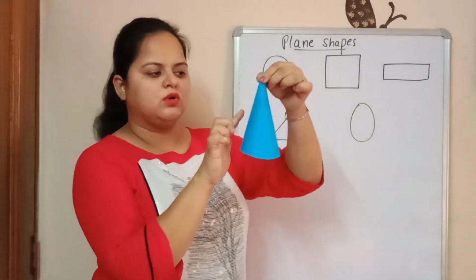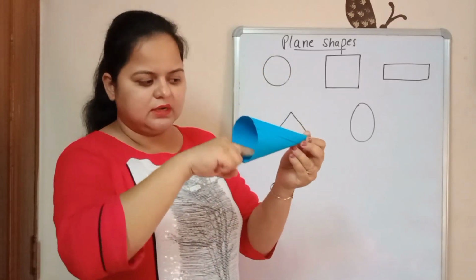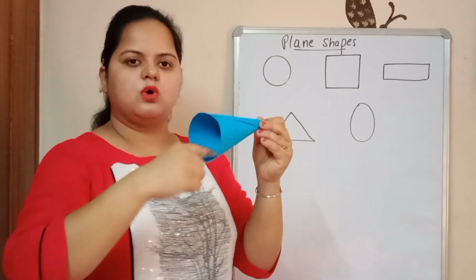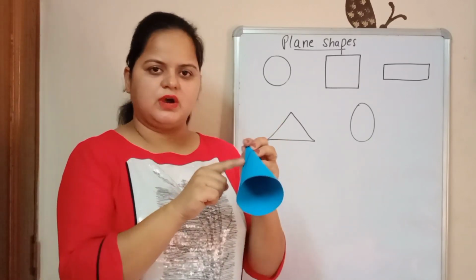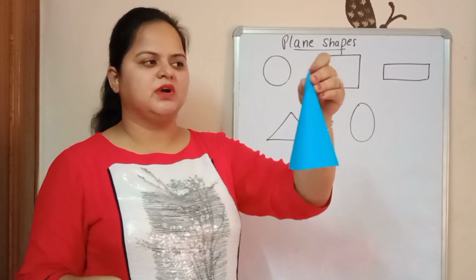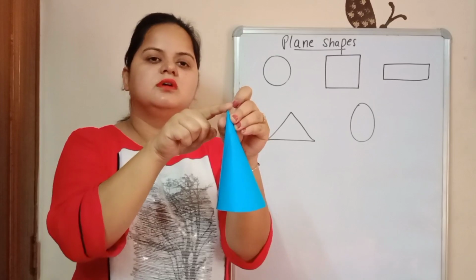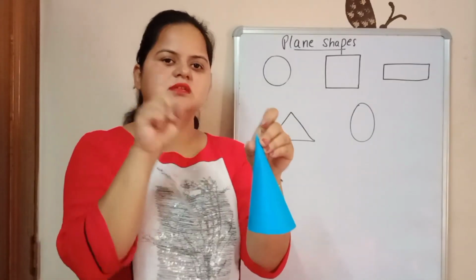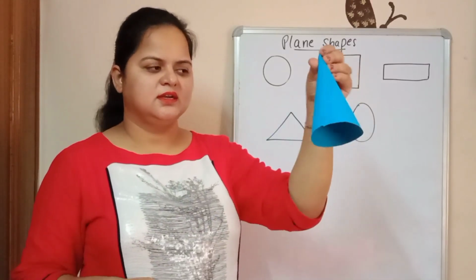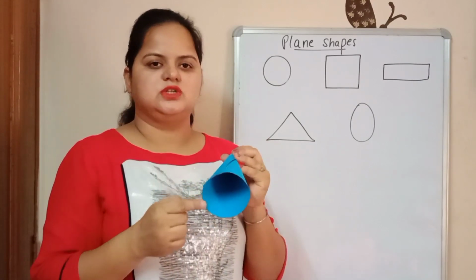Where are the two faces of the cone? One is here. This is a face of the cone, and the other face of the cone is here inside. This portion of the cone is its second face. 1 and 2. Two faces, one edge and one corner. See, you can see one corner in the cone here. A cone has only one corner and one edge. Where is its edge? This is called an edge. Okay.